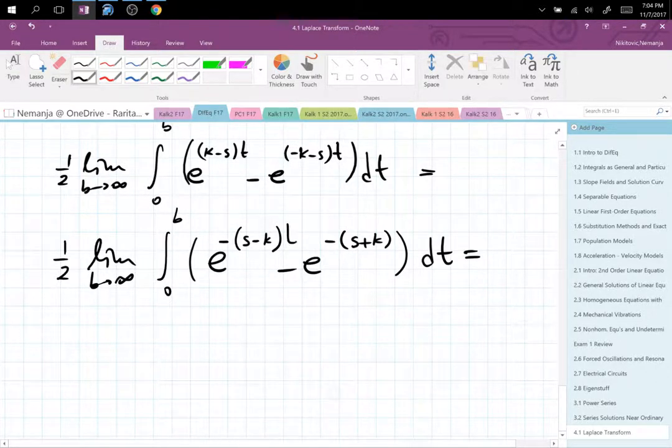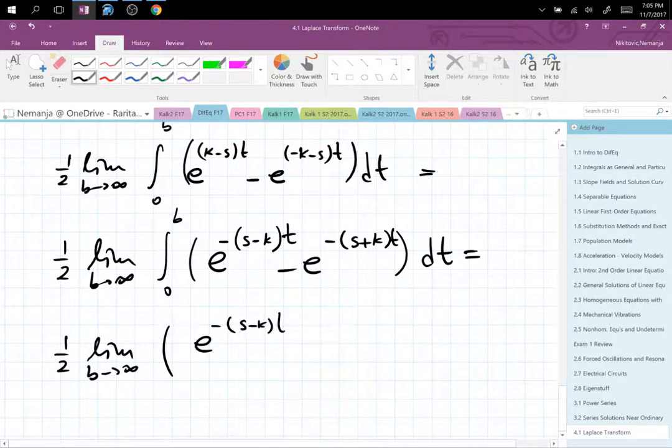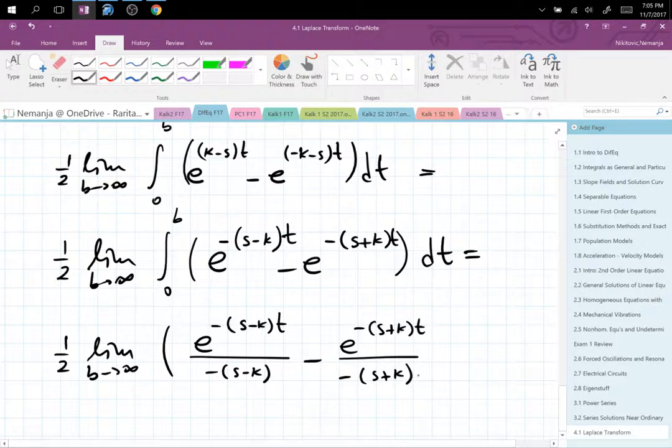I forgot the t's. I factor out minus signs in each one. All right, so now we get to integrate. So the integral of e to blah is the same thing divided by whatever the constant is. So e to the negative s minus k t divided by negative s minus k, minus, again, e to the negative s plus k t over negative s plus k. We are computing from 0 to b.